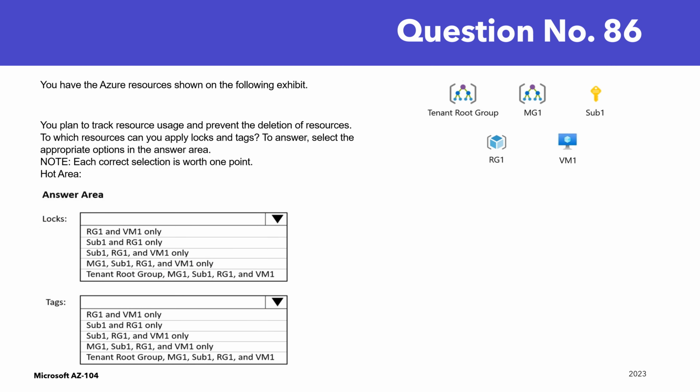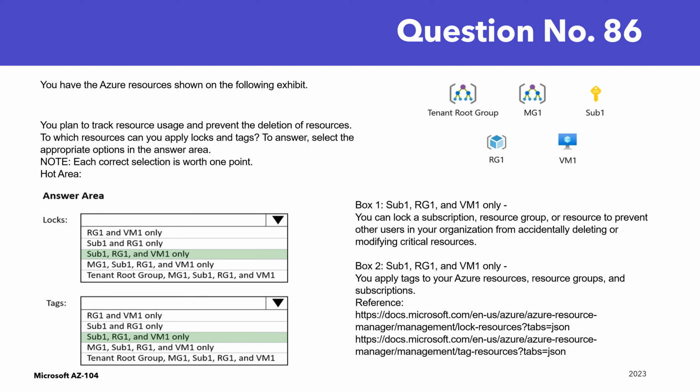You have the Azure resources shown on the following exhibit. You plan to track resource usage and prevent the deletion of resources. To which resources can you apply locks and tags? To answer, select the appropriate options in the answer area. Note: each correct selection is worth 1 point. Hot area. Locks: Sub1, RG1, and VM1 only. Tags: Sub1, RG1, and VM1 only.